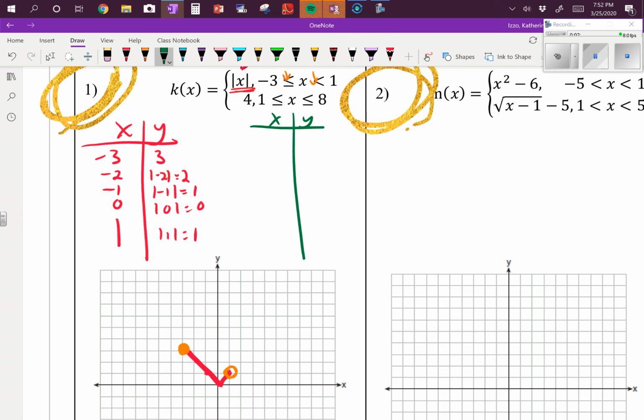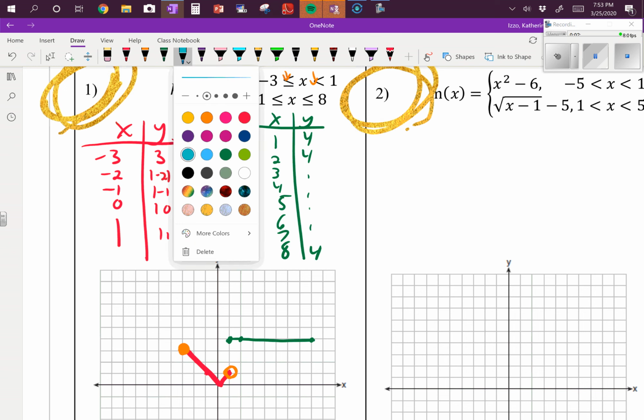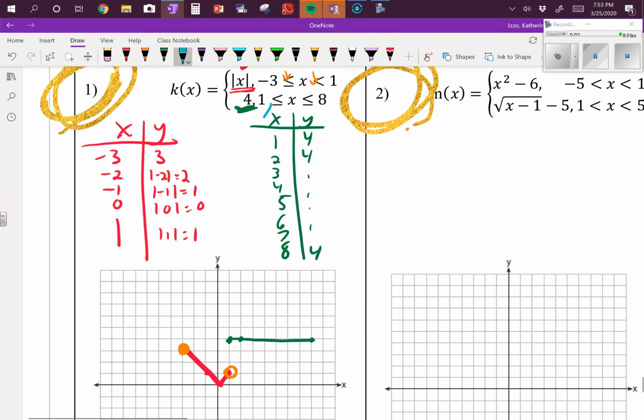We're going from 1 to 8: 1, 2, 3, 4, 5, 6, 7, 8. And we are at 4. It does not matter what X is, it's always going to be 4. So 1 is going to be up at level 4, 2 is going to be up at level 4, all the way until 8. We're all at level 4. And for our endpoints, we've got closed and closed. So closed, big bubble, and closed. That's what your first one should have looked like.